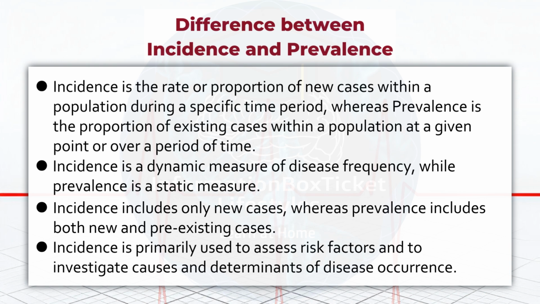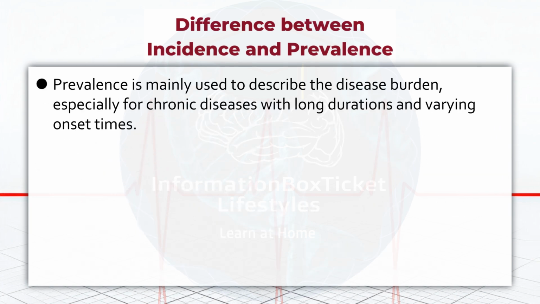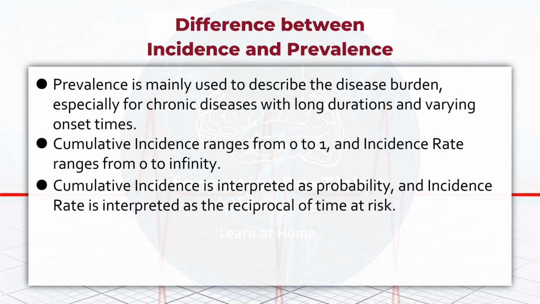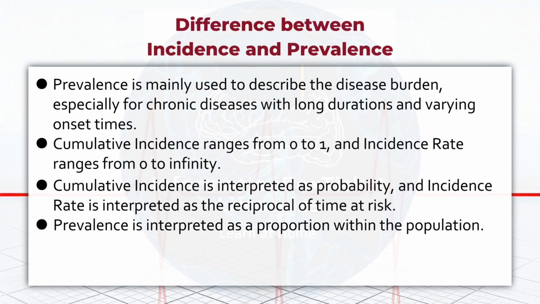Incidence is primarily used to assess risk factors and to investigate causes and determinants of disease occurrence. Prevalence is mainly used to describe the disease burden, especially for chronic diseases with long durations and varying onset times. Cumulative incidence ranges from 0 to 1, and incidence rate ranges from 0 to infinity. Cumulative incidence is interpreted as probability, and incidence rate is interpreted as the reciprocal of time at risk. Prevalence is interpreted as a proportion within the population.